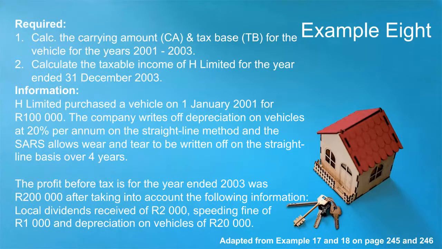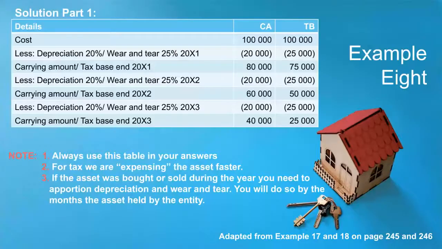So now let's look at the first part. They say, okay, calculate the carrying amount, calculate the tax base from 2001 to 2003. Because we bought it at the beginning of the year, there's no need to apportion depreciation, right? So we bought it on the 1st of January and our year end is 31st December. So there's no need to apportion. If we bought it in the middle of the year, we're going to have to apportion depreciation, right? And then we would have had to look out in the question for whether or not we need to apportion wear and tear. But in this case, we don't need to worry too much.